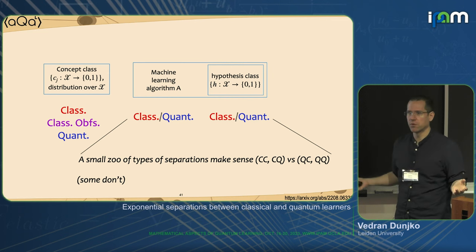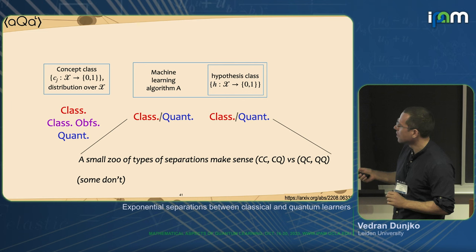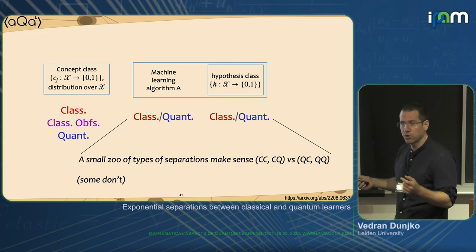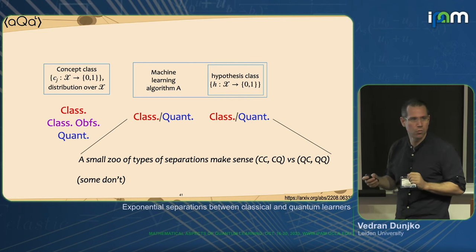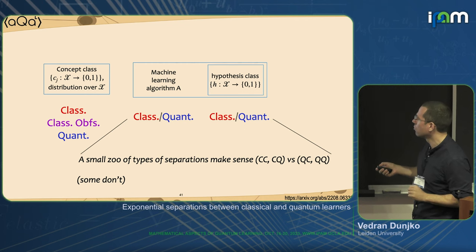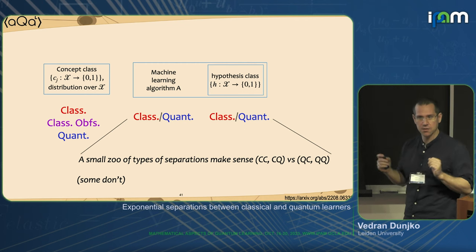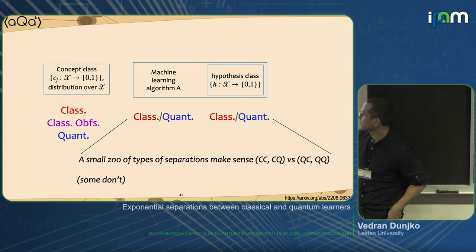And this gives you a forest of things, right? So first, we're going to have three things as a possible concept that I'll discuss: functions that I can evaluate in a classical computer, obfuscated functions, you've seen an example, you'll see another one later, and then functions that need a quantum computer. Machine learning algorithm can be either classical or quantum. Hypothesis class can be classical or quantum, to be made precise in a second.